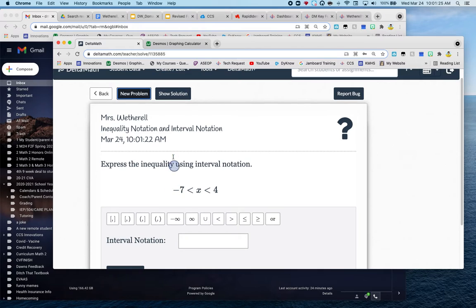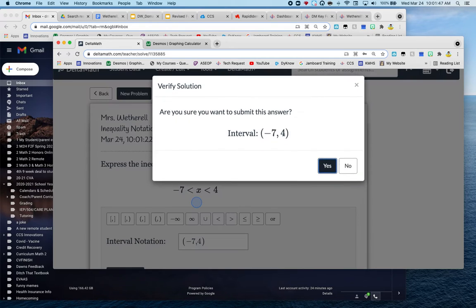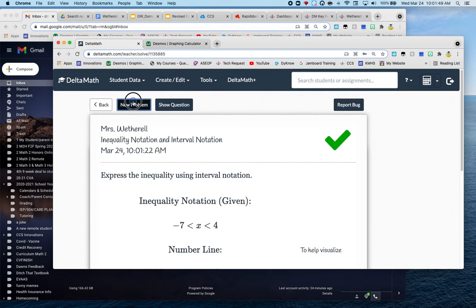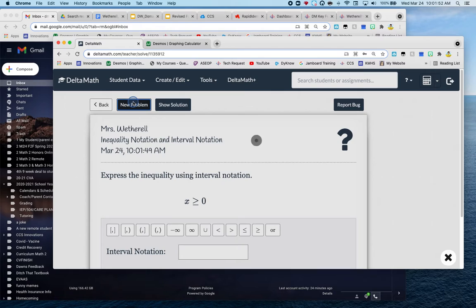Okay, so this one gives me an inequality, and I have to do it in interval notation. So I only have one set of numbers, the x is sandwiched in between them, and these are less than symbols, so it's not equal to. All I'm going to do is put my parenthesis, -7, comma, 4, and end my parenthesis. And that's all you're going to do there. Let me see if I can get one that has 2 in it to show you that one. They may not have any examples like that, but let's take 1 second and look.